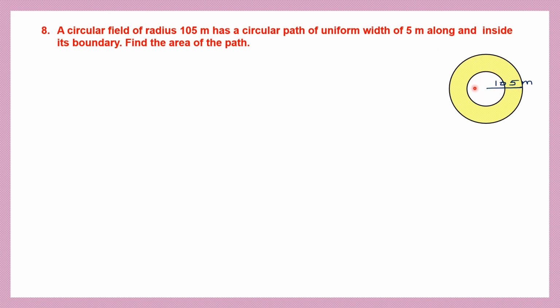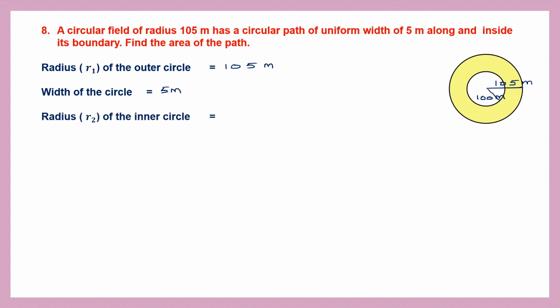So if we have to find the inner radius alone, if we have to find only this portion, that will be 105 minus 5, because this is 5 meters. 105 minus 5, that will make it 100 meters. So now we have both the radii. So radius R1 of the outer circle is 105 meters. The width of the circle is 5 meters. So the radius of the inner circle will be 105 meters minus 5 meters, which is equal to 100 meters.